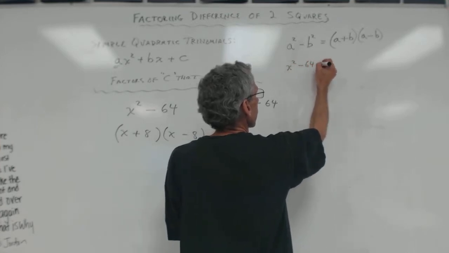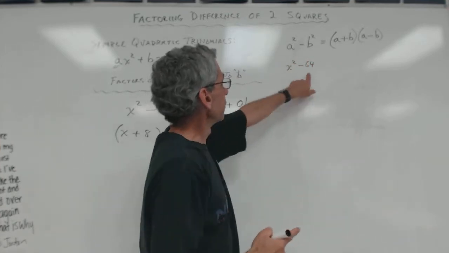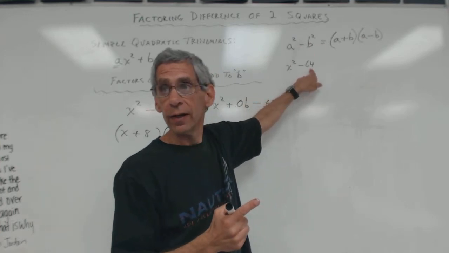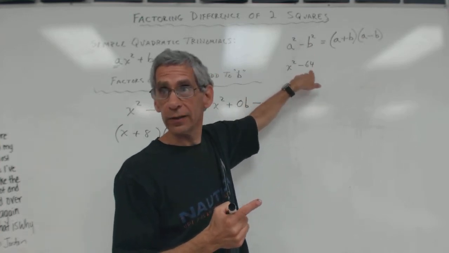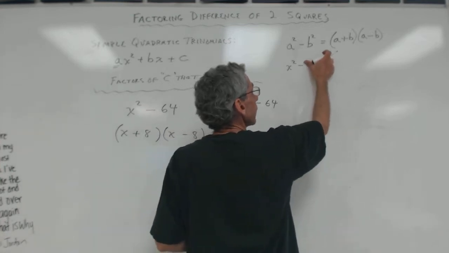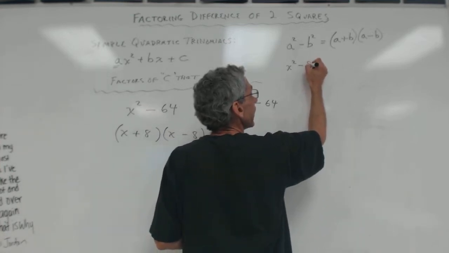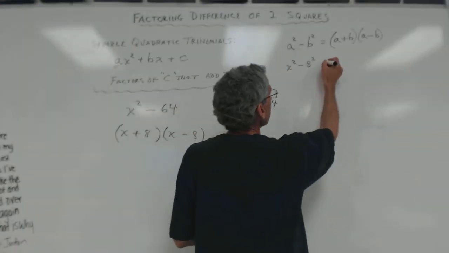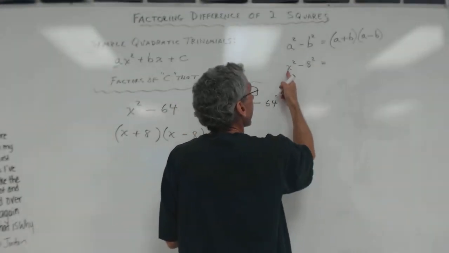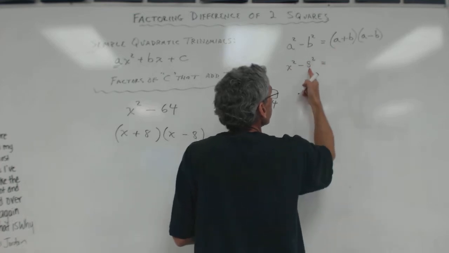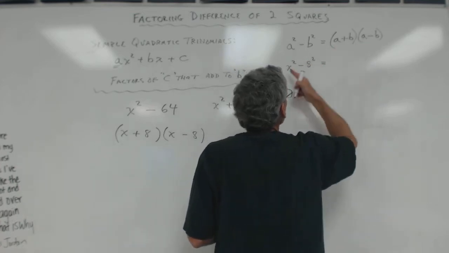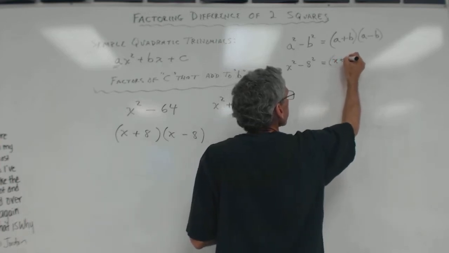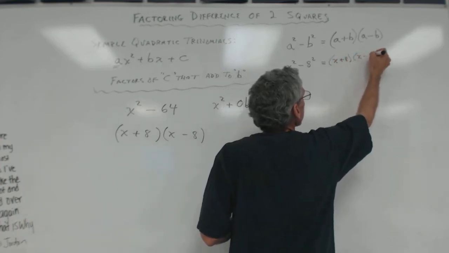So technically, if I was going to use that rule for this, I've got x squared minus 64, right? But I have to have a b that's squared to get 64. And Michael said it was 8. 8 squared is 64. So instead of writing 64, I could write x squared minus 8 squared, right? Equals x plus 8 times x minus 8. Does that make sense? X plus 8 times x minus 8.